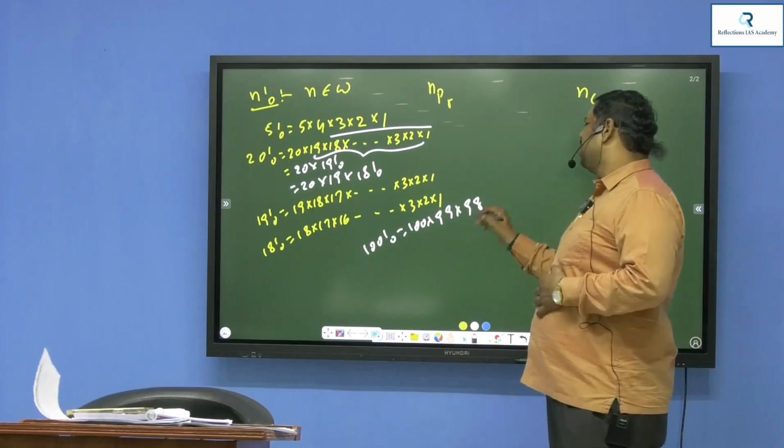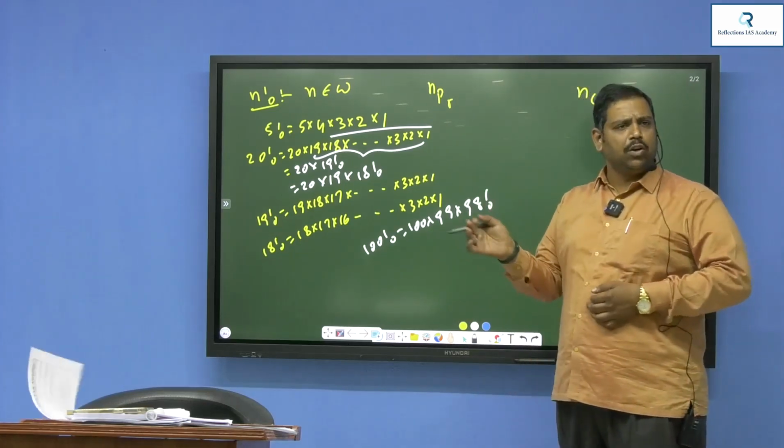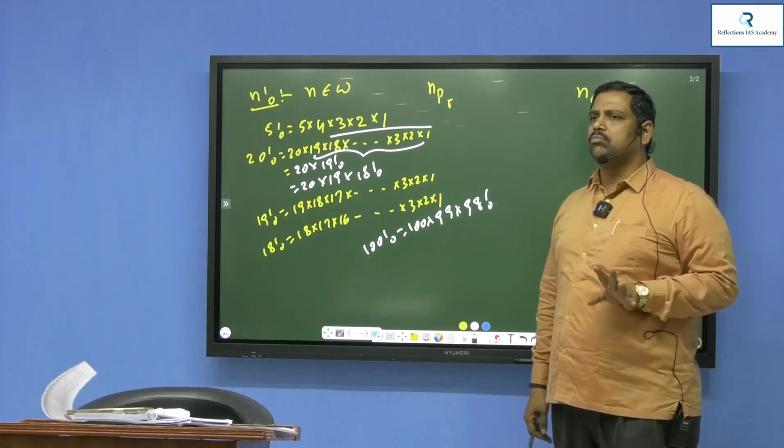Sir, now I am feeling unable to write, sir. Then keep a factorial. That's it. Whatever is the extent you want, you can write it. Then keep a factorial.